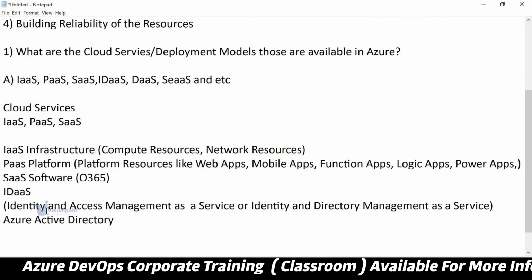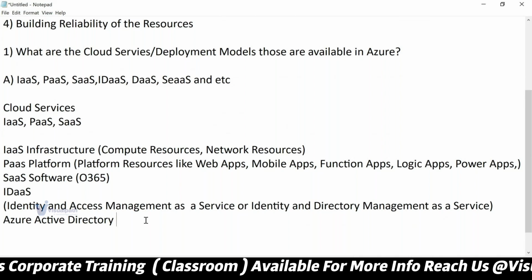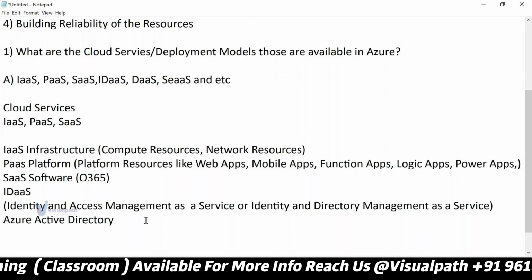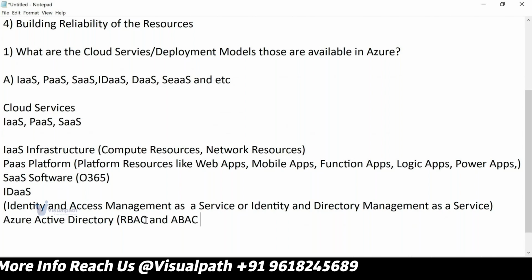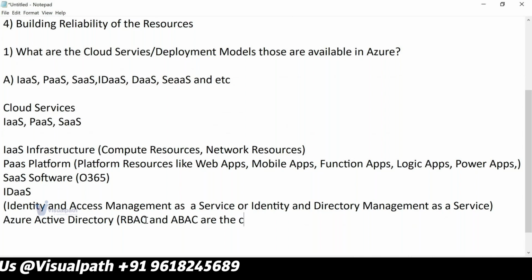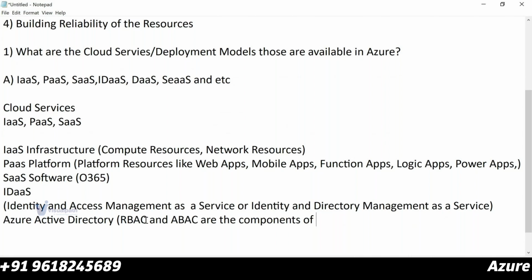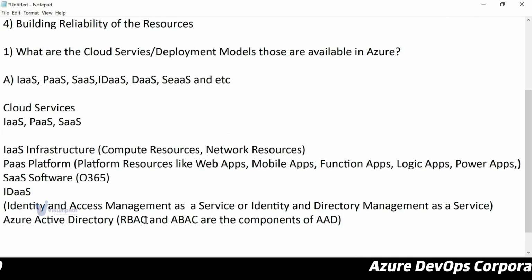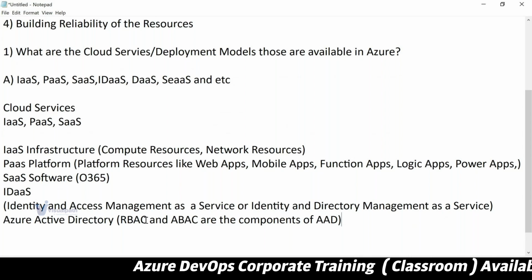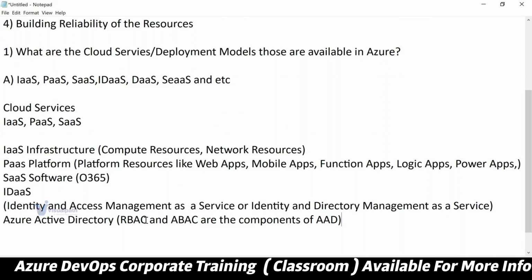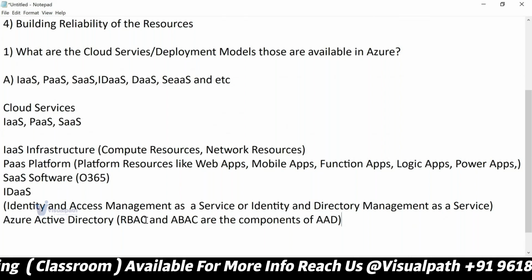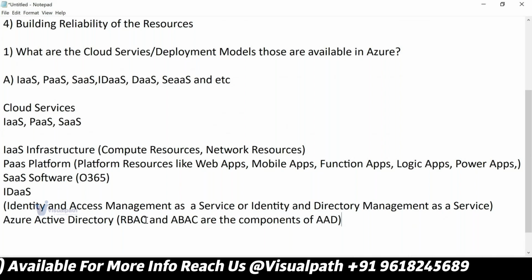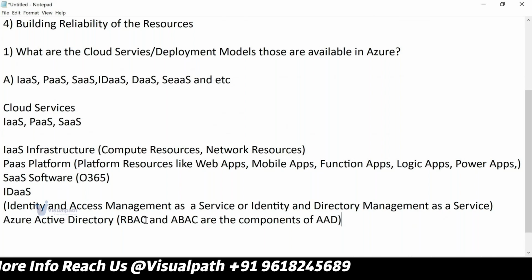If you ask me about IDaaS services more specifically, I would say RBAC and ABAC are the components of AAD. RBAC will be used to implement access management at the management group level, subscription level, resource group level, or resource level. Whereas ABAC, attribute based access control, will be used for the directory roles.